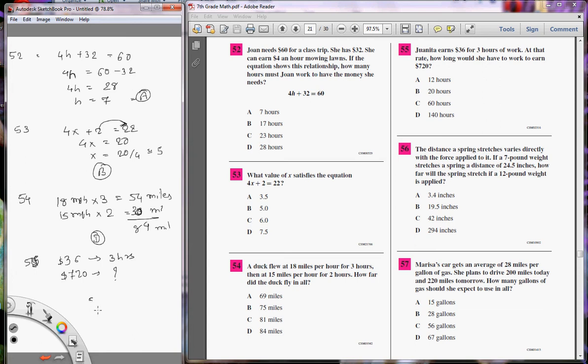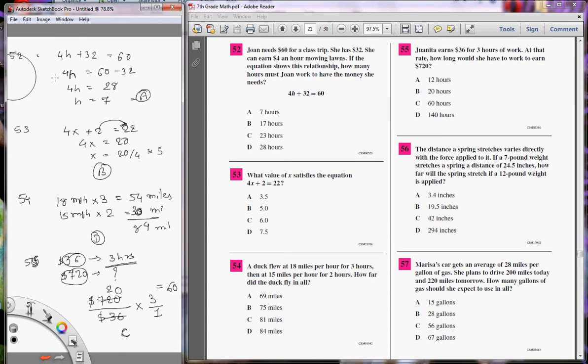So the answer will be 720 on the top, divided by 36 in the bottom, and times 3. So 720 divided by 36 is 20, and 20 times 3 is equal to 60. So the answer will be C.